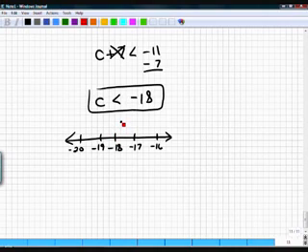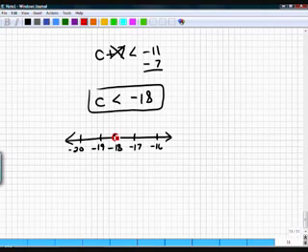Can it be negative 18? No. So let me explain something on your test. If you put negative 18 and you circle it, I'm going to mark this wrong, because it is wrong. C is not negative 18. C is all things smaller than negative 18. So since you have C is less than, you're going to open the circle, because does it include negative 18? No. So put an open circle there.